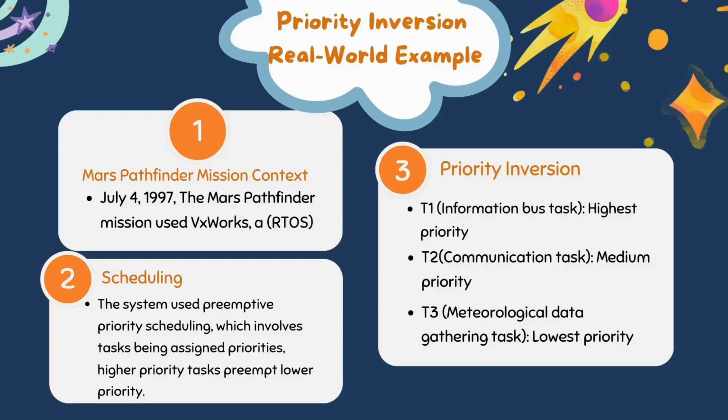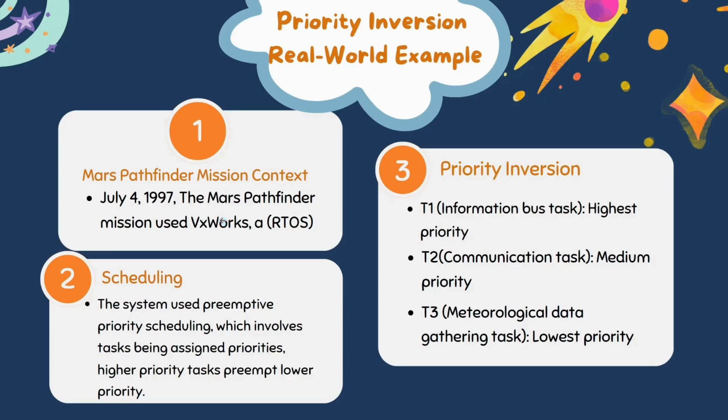So the first one is about the Mars Pathfinder mission context. On July 4, 1997, the Mars Pathfinder mission used the VxWorks RTOS. RTOS stands for Real-Time Operating System. VxWorks is used to control the network and test the major equipment.